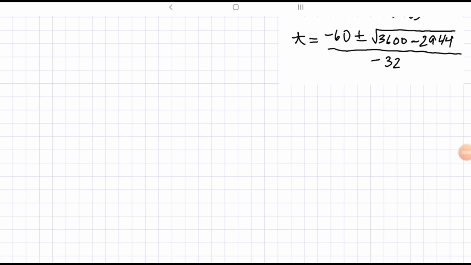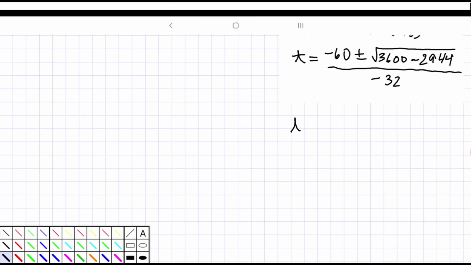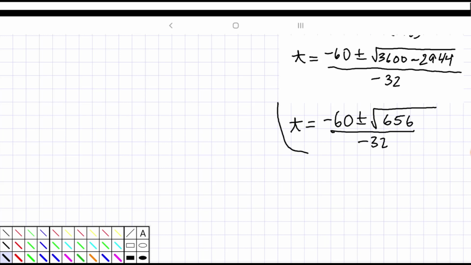All right, let's continue simplifying. So this will just be t is equal to negative 60 plus or minus the square root of, what is that? More calculator work. 656, all divided by negative 32. And then from here, I would just use Desmos. So I'm going to show you how to use Desmos right now, just to calculate that. I wouldn't simplify that. I would just leave it alone right now, and let's figure out what our answers are.